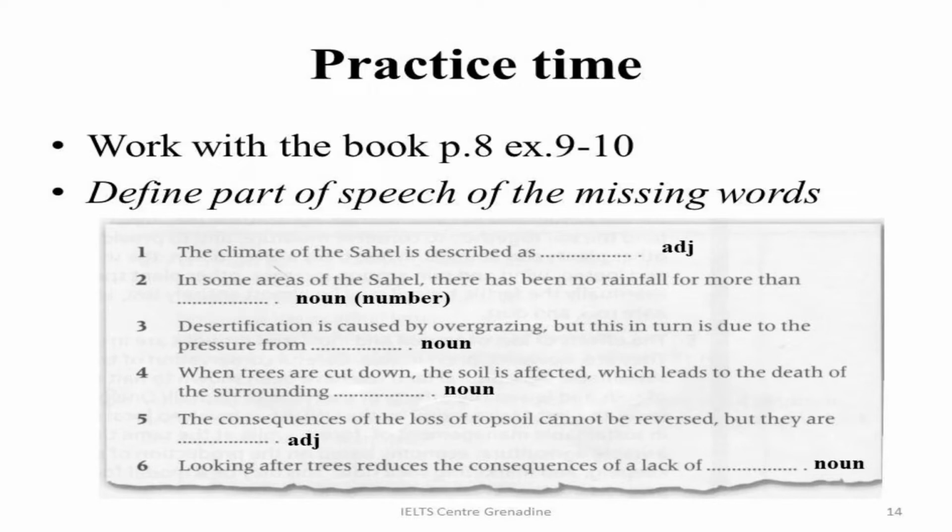Okay, so here are 6 sentences. Let's do that together. The climate of the Seychelles is described as... What kind of words do we use to describe something? Adjectives. Good. Number 2. In some areas of the Seychelles, there has been no rainfall for more than... What are we waiting for here? Some period. Yes. More than 20 years, 40 years, 10 years. So it's going to be a noun.